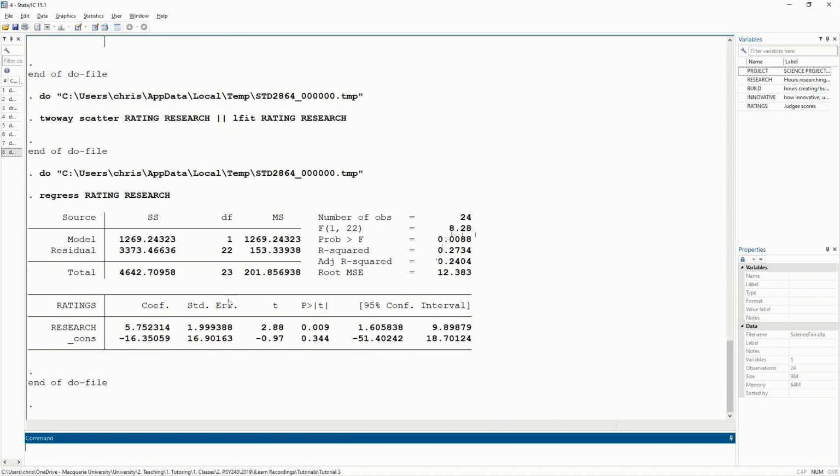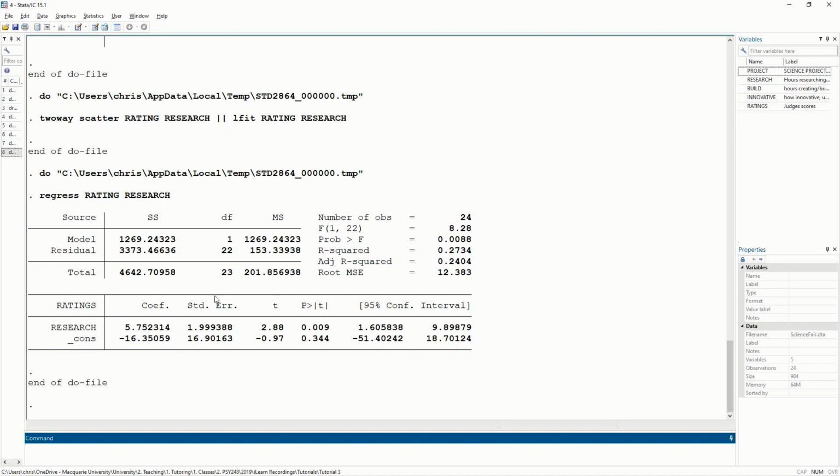Now that this is significant, let's move down and actually look at this bottom box. And the things that we're going to be interested in is this research line. And we're going to talk a little bit about this -16 and what it represents. So first of all, let's just go through the different columns and talk about what we have here. Coef is our regression coefficient, or a beta coefficient. And so each variable gets one of these. So in this case, research has a coefficient of 5.75.